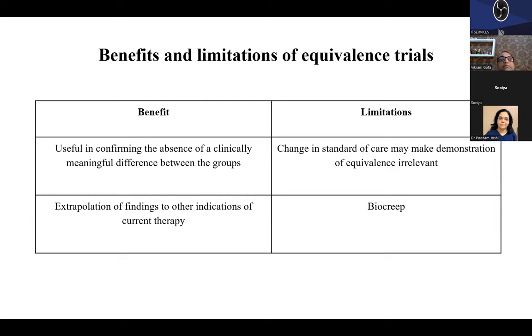It is useful in confirming the absence of a clinically meaningful difference between the groups. That is very obvious. And in extrapolation of findings to other indications of the same treatment. So when you demonstrate equivalence, for example, let's say there is a drug which is used in more than one indication, like rituximab, which is used for B-cell lymphomas and also for rheumatoid arthritis. Now the question is, if there is a biosimilar rituximab, do you want to demonstrate equivalence both for rheumatoid arthritis and B-cell NHL? Or do you just demonstrate it in one of them and assume that if it is equivalent here, it is likely to be equivalent there also? So you have that flexibility. You can just demonstrate equivalence in one indication, and it may be presumed that for the other indication also it is likely to be equivalent.